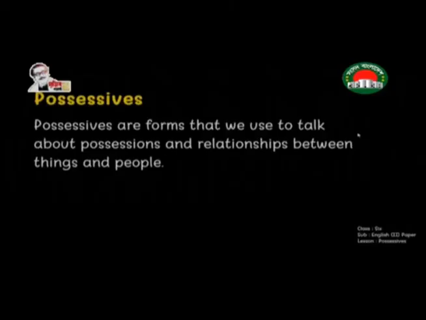and relationships between things and people. Remember about possessions and relationships between things and people. Okay. So you may be wondering about why we need extra word forms to show possession or ownership.